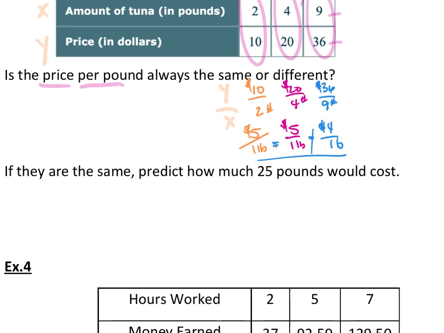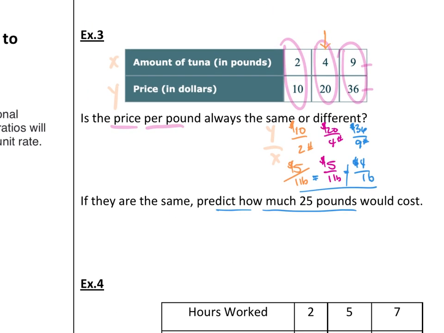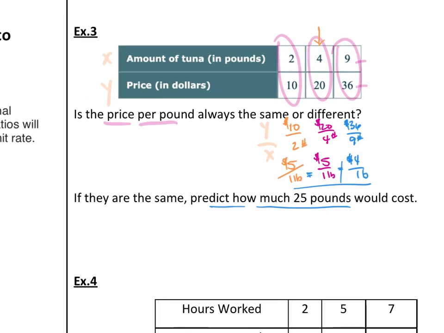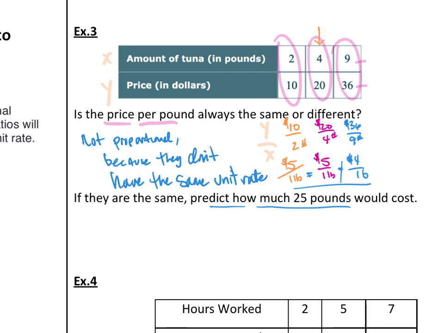So we can't predict how much 25 pounds would cost because it's not proportional. So you leave that part blank if it asks that and you can't see it's proportional. So your question was, is this a proportional relationship? Is it the same or different? Well, they're different. So this is not proportional. And you're going to justify your answer, right? Because they don't have the same unit rate. Okay, that's your statement. You're going to say it's not proportional because they don't have the same unit rate. Boom, done.